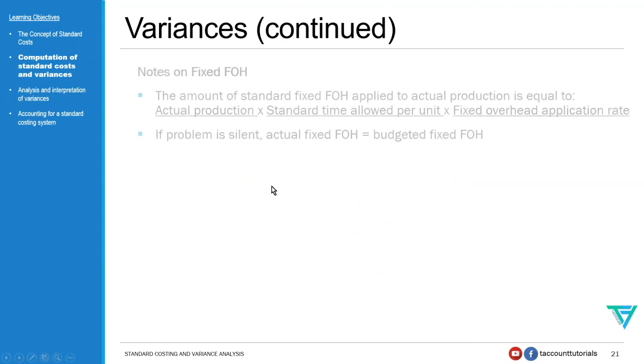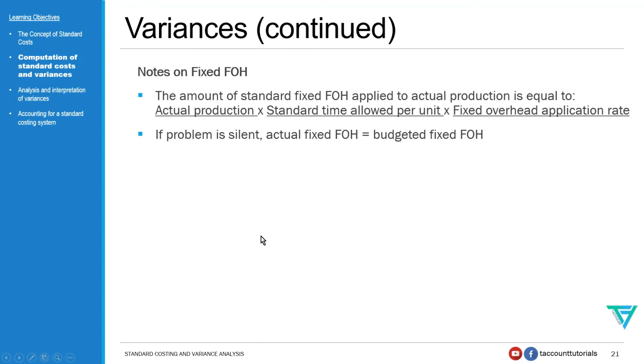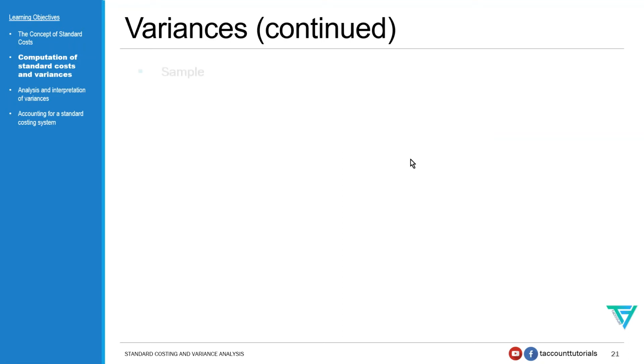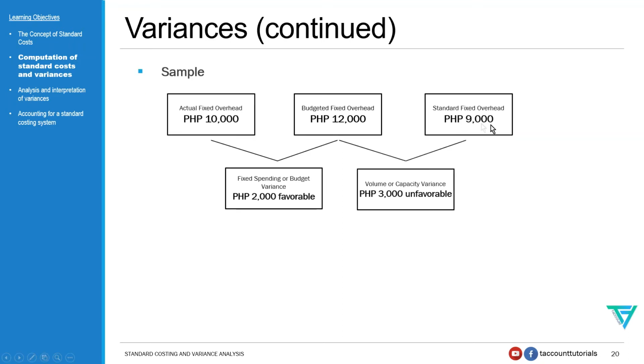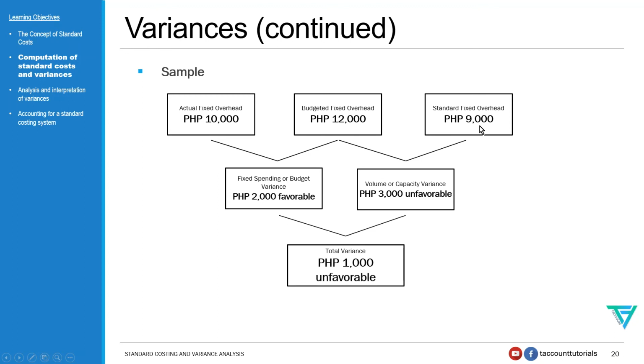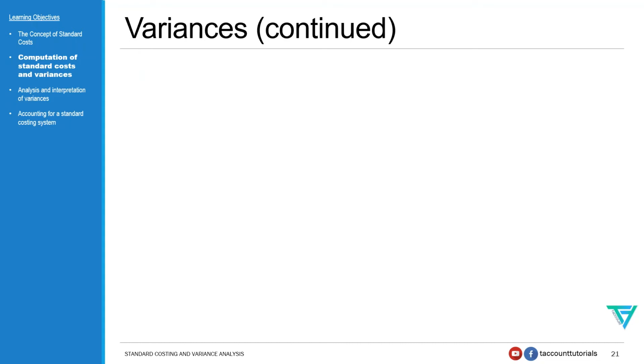So just a few notes regarding fixed factory overhead. First here, the amount of standard fixed factory overhead applied to actual production is equal to actual production multiplied by standard time allowed per unit, multiplied by the fixed overhead application rate. So basically, that would pertain to our standard fixed overhead here, right? So in the problems you might encounter in the future, you might be able to arrive at the standard fixed overhead by using this formula.